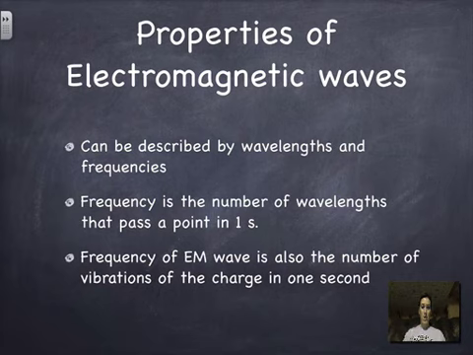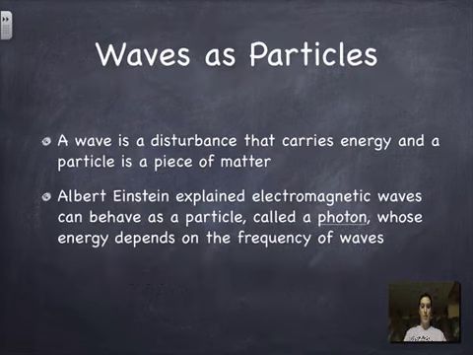Properties of electromagnetic waves: again, it is a transverse wave, so it's going to have wavelengths and it's going to have frequency. Remember, frequency is the number of wavelengths that pass a certain point in 1 second. The frequency of an electromagnetic wave is also the number of vibrations of the charge in 1 second.